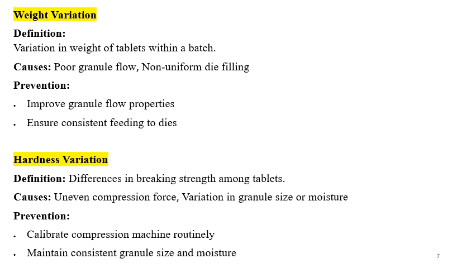Causes are poor granule flow and non-uniform die filling. Many of the times, improper parameter setting of the turret speed and the feeder speed can also lead to weight variation. Prevention is to improve the granule flow properties and ensure the consistent feeding of the powder in the dies. You can improve the weight variation by using some granular materials. You can apply the lubricants, you can use the glidants, and then you can prevent the weight variation.